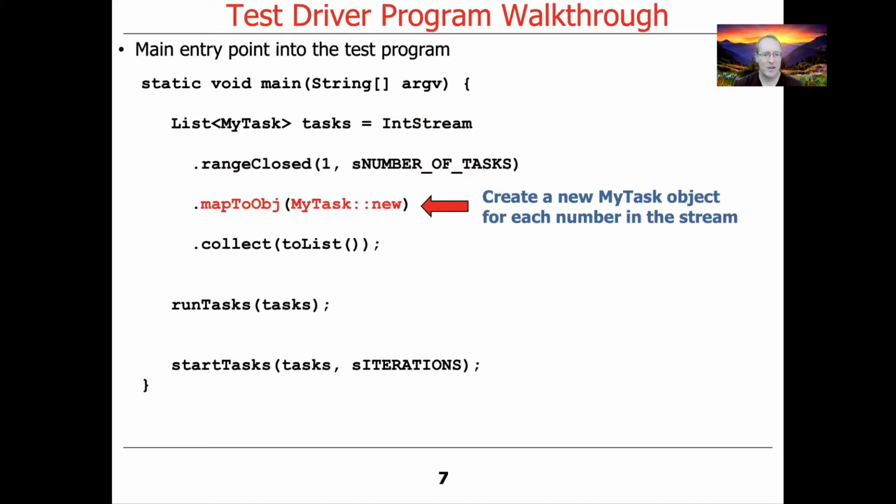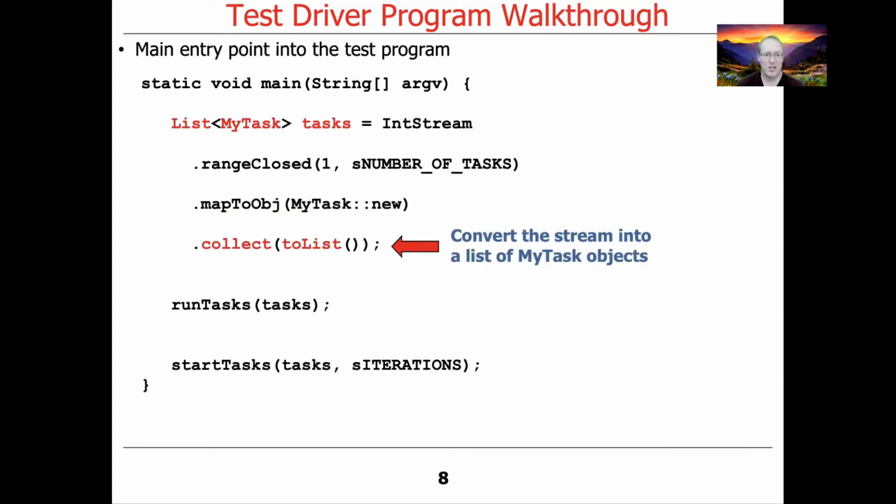And to do that, we're going to have a rangeClosed method, which is a streams method. It'll generate values from 1 to n. So from 1 to 10, for example, if S number of tasks is 10. And for each of those numbers, we're going to go ahead and create a new MyTask. So we don't really care what MyTask does. We're going to make 10 of them. And so this uses the mapToObj intermediate operation from Java Streams to make a constructor reference call to make ourselves 10 new MyTask objects. And then we simply use the collect terminal operation to collect all these new objects up into a list of MyTasks. Okay, so far so good.